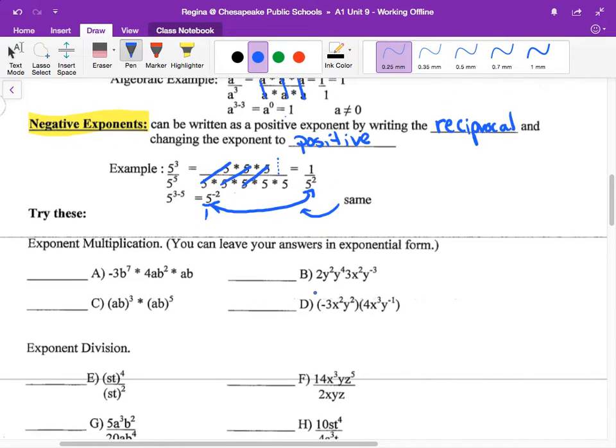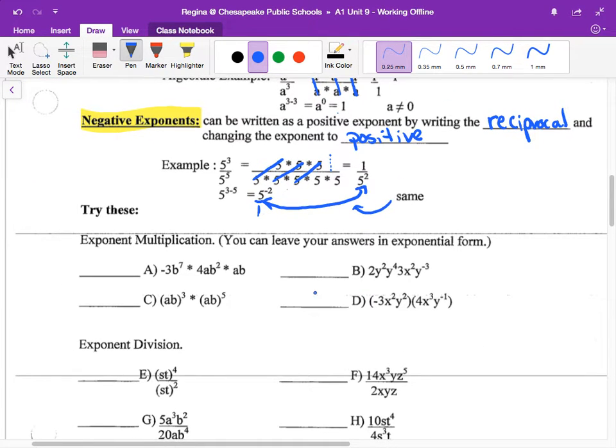All right, so let's do the try these. This is the part where you could just stop the video, do these, and then come back in and check. I'm going to go ahead and write the answers in. So while you pause it, you do it, then come back and check your try these. All right, if you've unpaused the video, here's the answers for A through D.